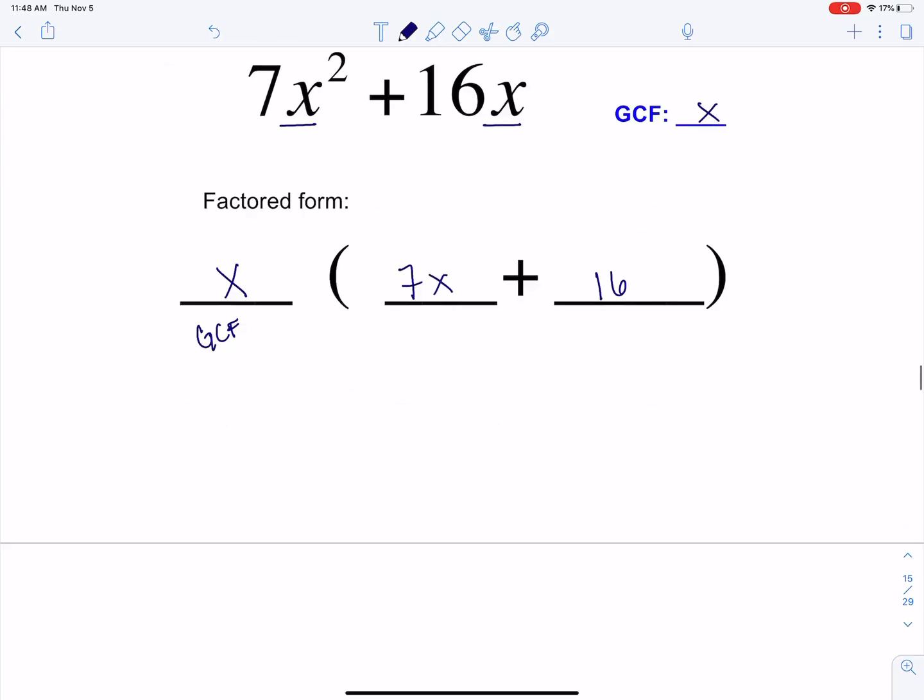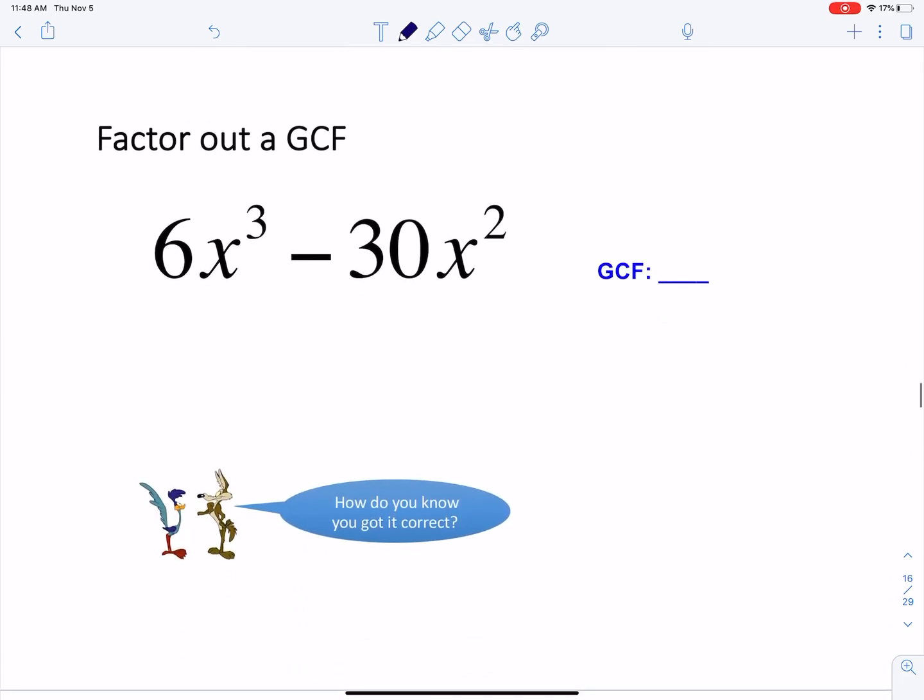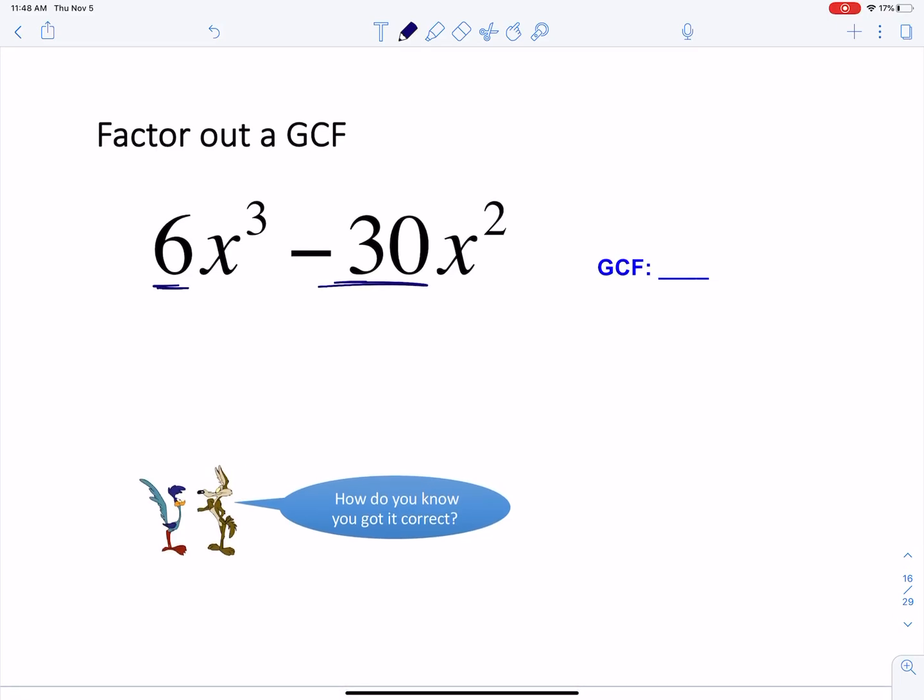It does. All right. On this one, when you have a whole bunch of variables and numbers, I'd like to check my numbers first. So I'm looking at 6 and negative 30. That has a greatest common factor of 6. Now I'm going to check my x's. x cubed and x squared. This one's a little tricky because the greatest common factor is actually going to be x squared. They both at least have an x squared in common.